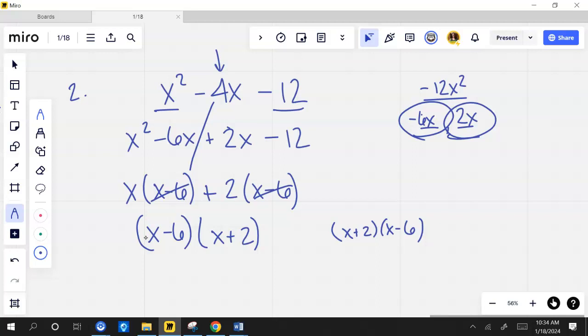I factored a 2 out. I divided both of them by 12 and by 2 and I got x and 6. Any other questions?